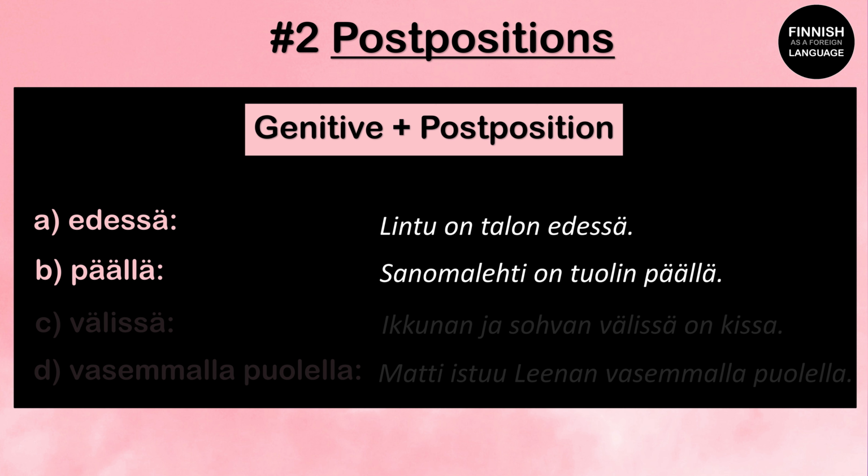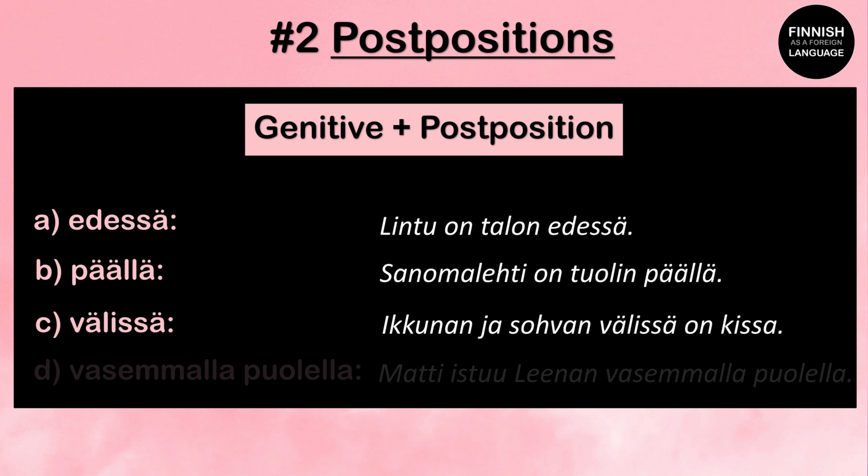Next example, päällä means on or on top of. Sanomalehti on tuolin päällä means the newspaper is on the chair. So, sanomalehti means newspaper. Tuolin is the genitive case of the word tuoli, which means chair, and it's standing here in the genitive case because it's followed by the postposition päällä, which means on or on top of. So, let's repeat. Sanomalehti on tuolin päällä. The newspaper is on the chair.